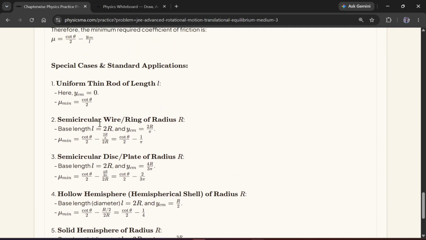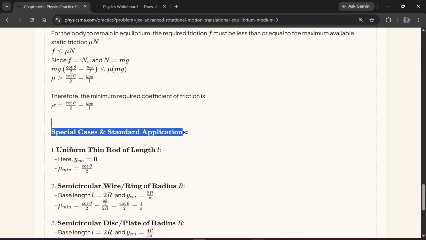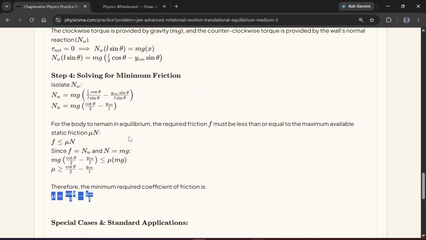Moreover, this is for the general case, but for the special cases and standard applications, these results are also true. So you can remember this result directly.